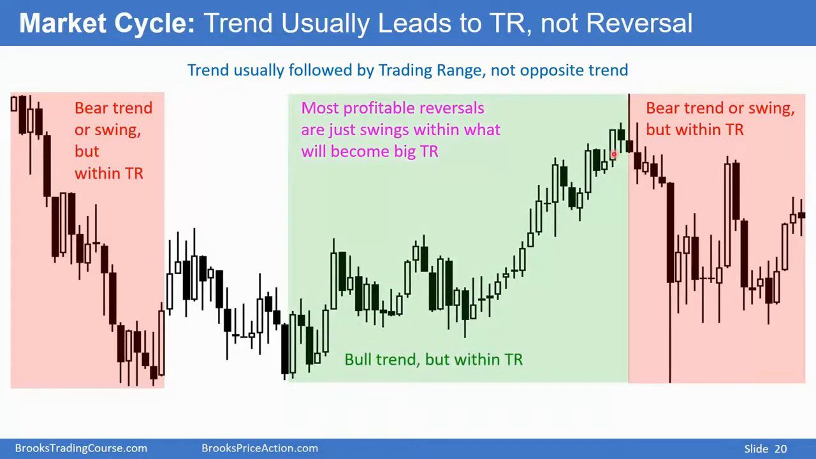A bull trend needs consecutive big bull bars closing on their highs. We had a couple here, but bad follow-through, and then bad follow-through here. This is a bull leg in what became a big trading range, not a bull trend.